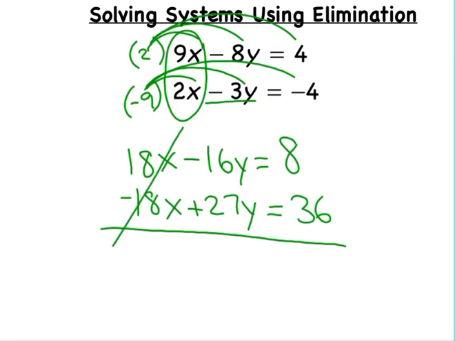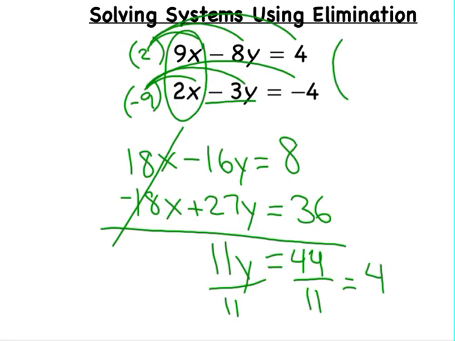Add the negative 18 to the positive 18 and it eliminates. Gone. Negative 16 plus 27 is, that's right, 11. So it's like 27 minus 16: 11y, and 36 plus 8 is 44. Divide each side by 11 and I get 4. So my answer is something, comma 4.